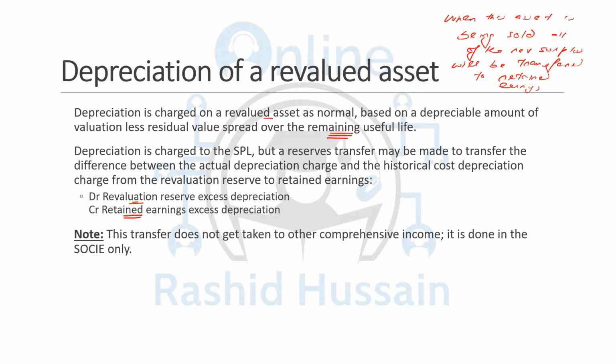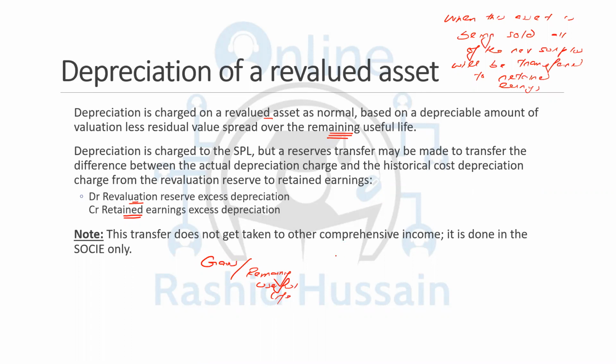Now, in order to avoid that situation, some companies, in fact many companies, have the policy of realizing these gains systematically. What they usually do is take the gains and spread them over the remaining useful life of the asset.